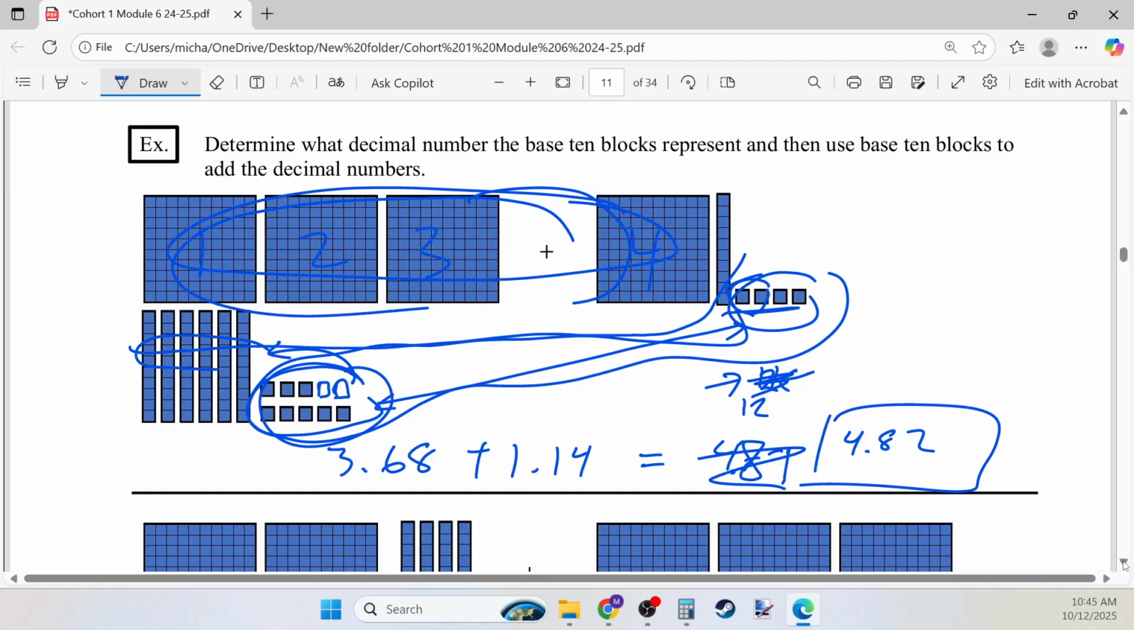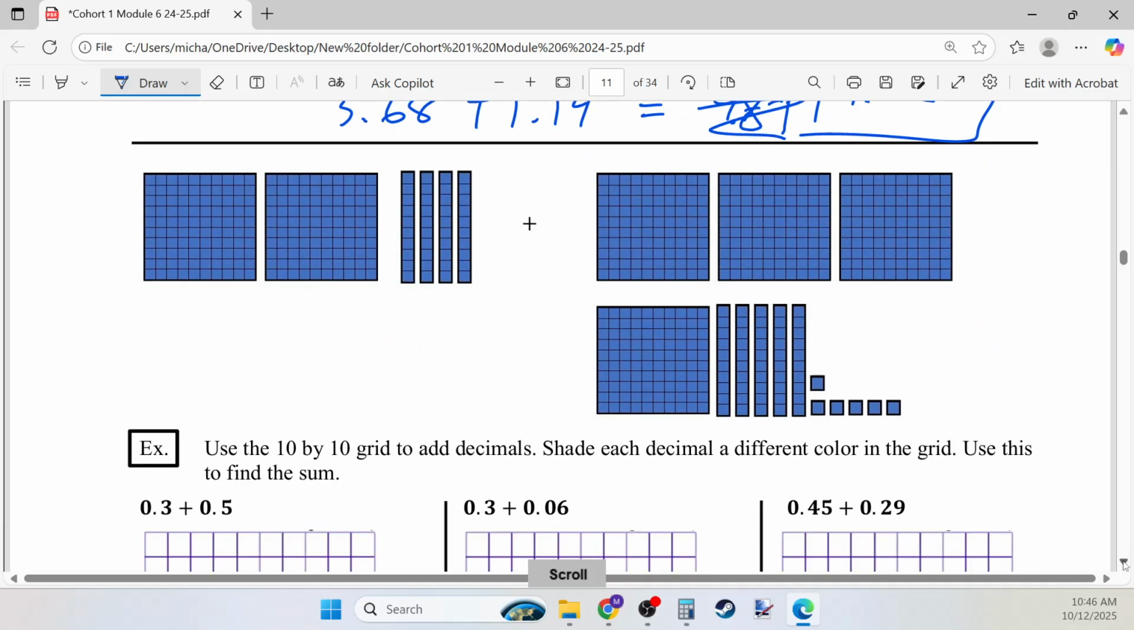To do this in our normal algorithmic notation, we have 3.68 plus 1.14. Line them up like this. We make sure that the dots are in a vertical line with each other, and then we add basically as normally. 8 plus 4 is 12, we carry a 1. 1 plus 6 plus 1 is 8, plus 1 is 4, and then the dot goes straight down into the answer. For addition and subtraction, a few of these with pictures.